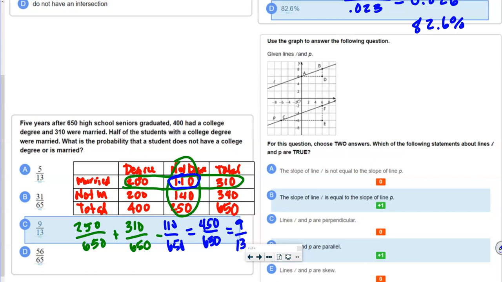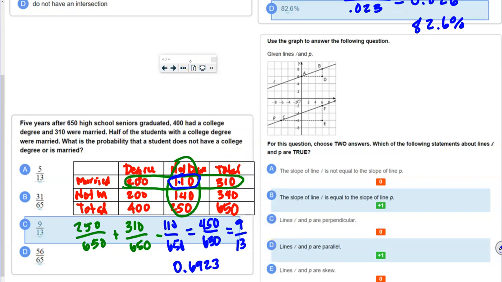Okay, now the other way you can do this is you can actually do 5 divided by 13, 31 divided by 65, 9 divided by 13, 56 divided by 65, and see which one gives you the same decimal you got when you divided 450 by 650, okay? Which was, by the way, when I did that, 0.6923. So you want to figure out which of those fractions gives you the same value, okay? That's another way to approach that problem.